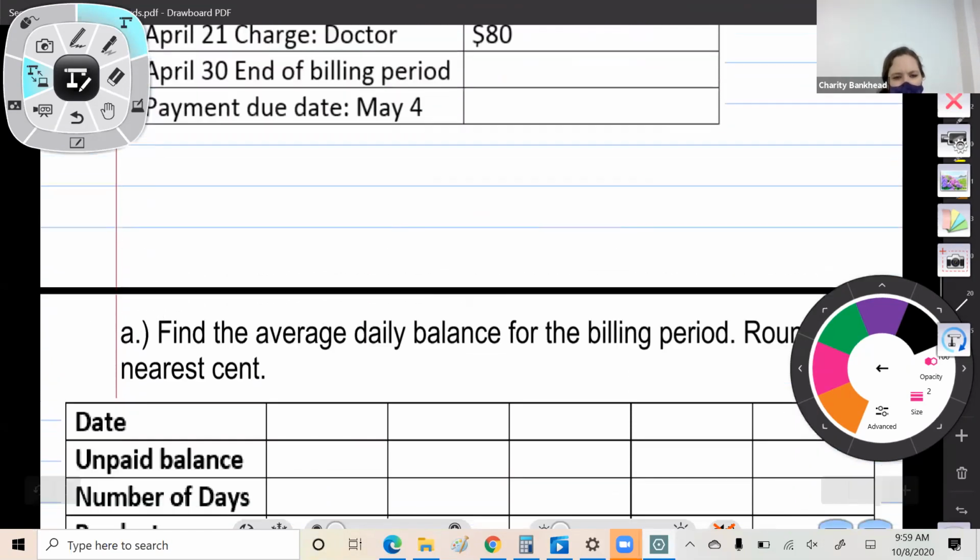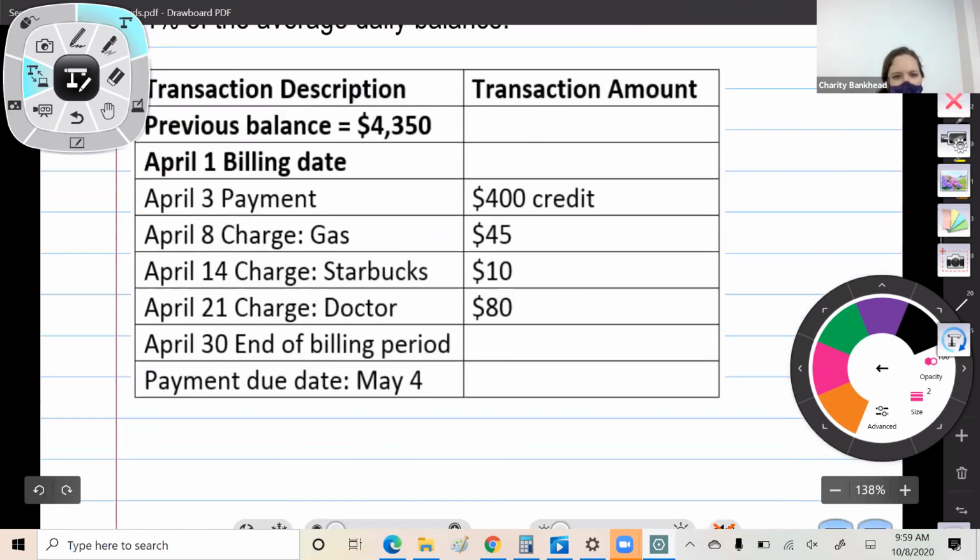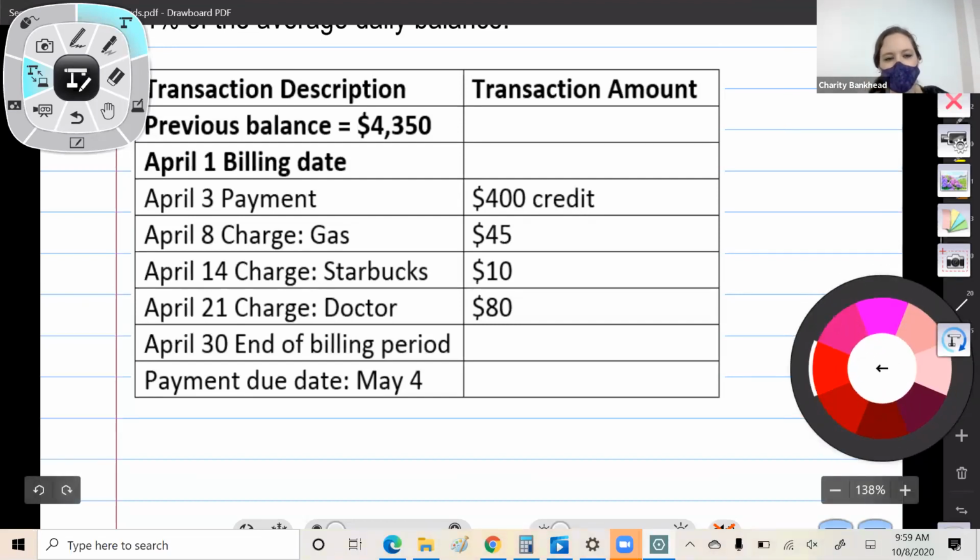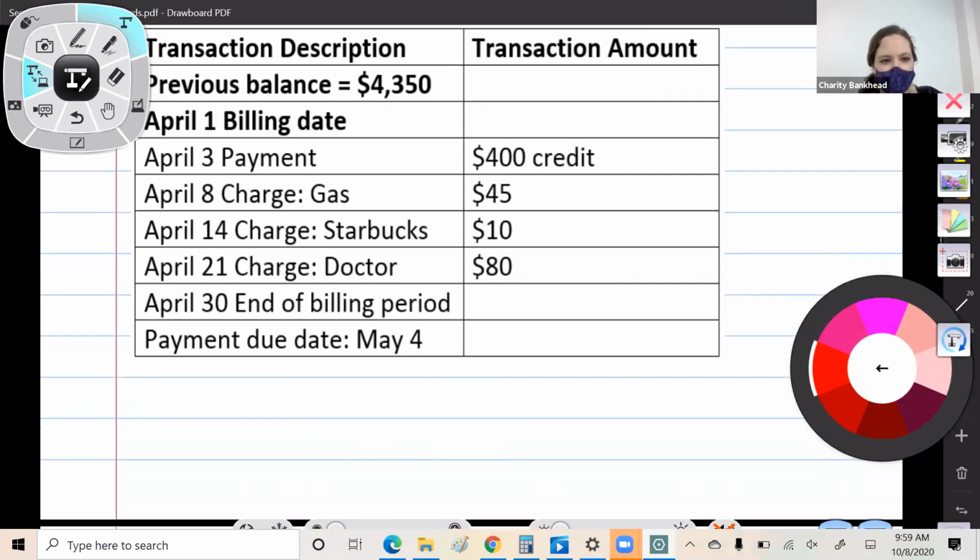Okay, so let's see. So the statement period begins on April 1st. So, and the balance on that date is $43.50.